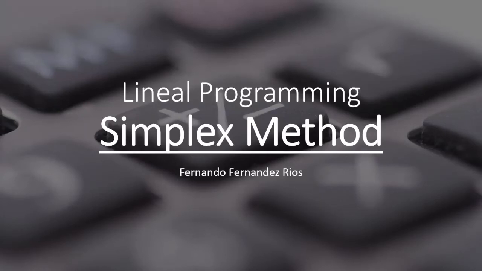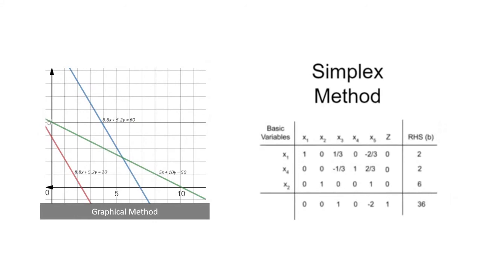Simplex method in linear programming. How do we know? In linear programming, we have two different methods: the graphical and simplex method. The graphical method is limited to solving linear programming problems having one or two decision variables. On the other hand, the simplex method doesn't have this problem.